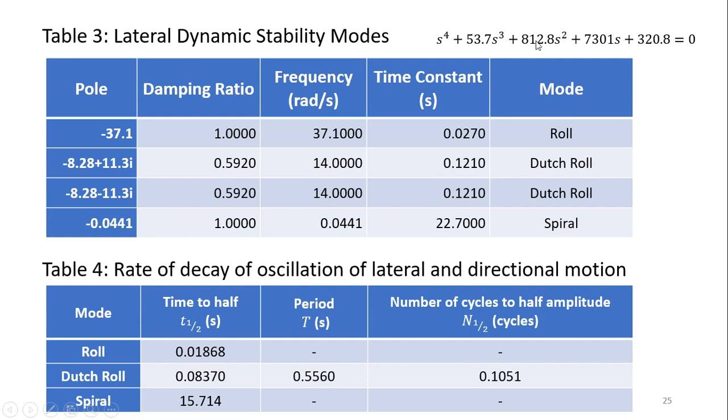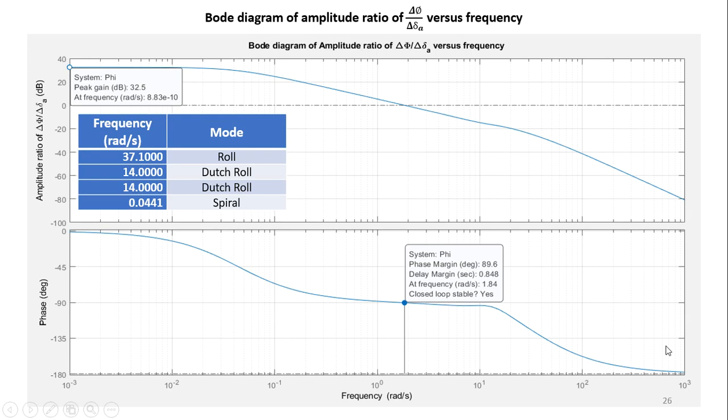So from the characteristic equation, we can find the behavior of the paper plane in each mode. So the rolling motion is highly damped and will reach a steady state in a very short time. We can also see the time to halve the initial amplitude for both roll and Dutch roll is very short, while the spiral mode takes a longer time to halve its amplitude. By plotting the transfer function of roll angle in a Bode diagram, the frequency response for the change in roll angle to aileron inputs can be observed.